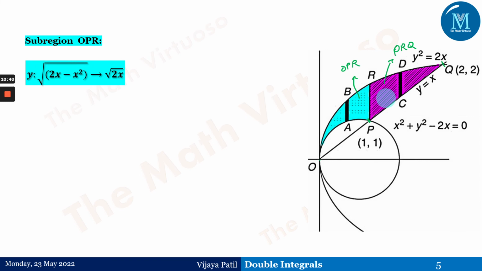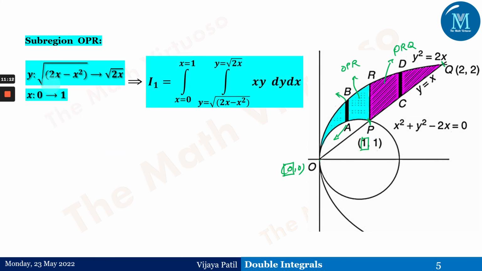So the subregion OPR is where the lower end is on the circle, that is square root of 2x minus x squared, and the upper end is on the parabola, square root of 2x. According to that, we have to change this equation. Similarly, x is moving from the origin 0, 0 till this point P, whose x coordinate is 1. So x is moving from 0 to 1, and therefore this integral I1 becomes: integration from 0 to 1, then square root of 2x minus x squared to square root of 2x, the same function xy dy dx.